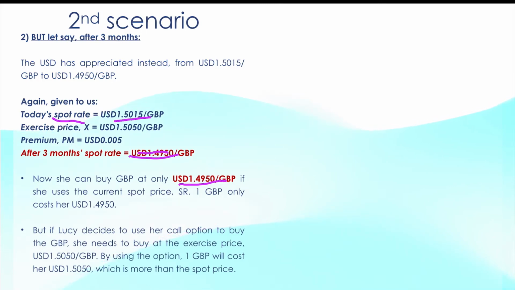But if Lucy decides to use her call option to buy the GBP, she needs to buy at the exercise price, USD 1.5050 per GBP. By using this option, 1 GBP will cost her 1.5050, which is more than the spot price. So for this case, Lucy just buys at the spot price. It's better than exercising the option.